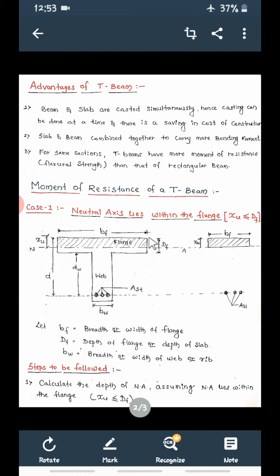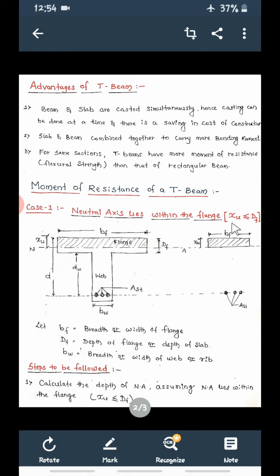Now see, this is DF, depth of flange or depth of slab. Now let us assume the first case: Xu is less than or equal to DF. So Xu is what? The neutral axis from the top. Let us assume that the neutral axis will be within this flange. It is not outside the flange. So Xu is less than or equal to DF. This is Xu, this is DF.